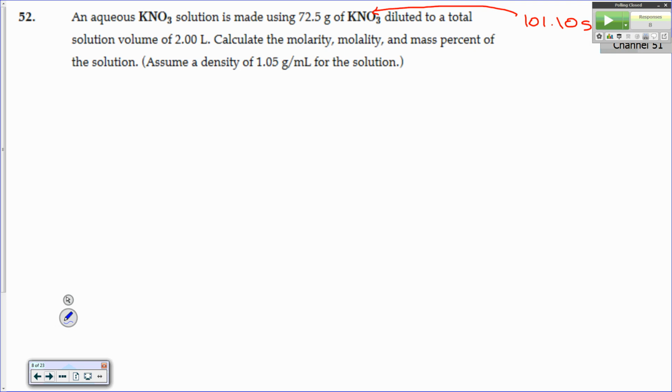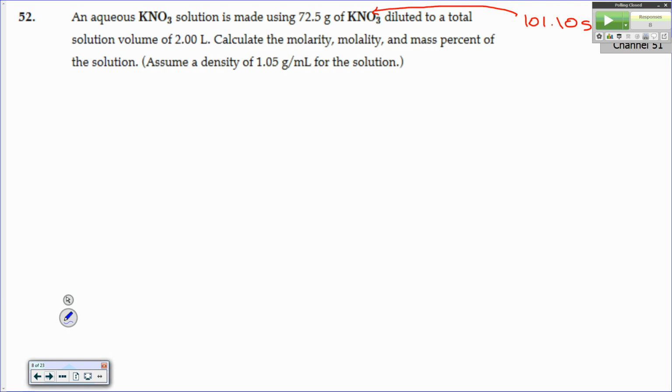Okay, so let's do some concentrations. I've got a solution that's potassium nitrate. It's got 72 grams, diluted into a total of 2 liters. I want to know the molarity, the molality, and the percent by mass.